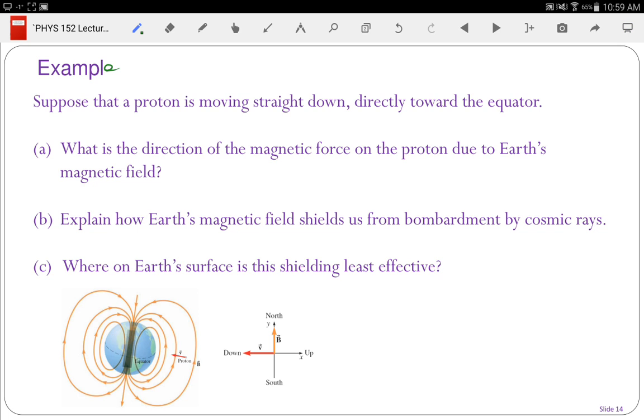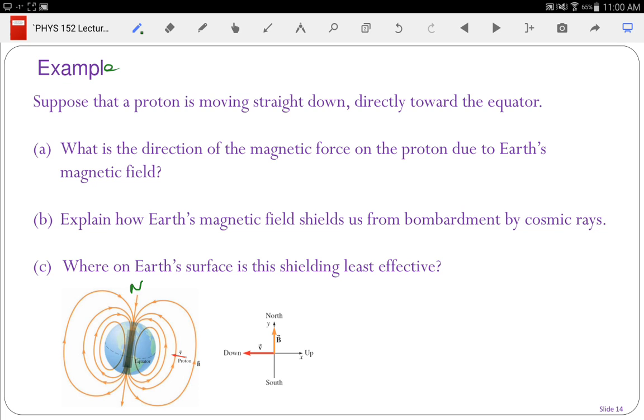Hey, look, it's an example, and it's a better example now. Suppose a proton is moving straight down directly toward the equator. So in this picture you see my proton moving straight toward the equator. Which part of the Earth is at the top here? The north or south geographic pole? North geographic. Okay, I hear people saying north. Why do you say the North Pole?